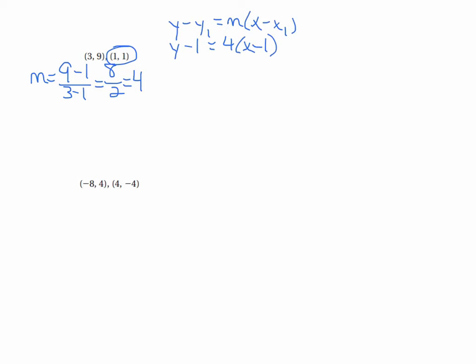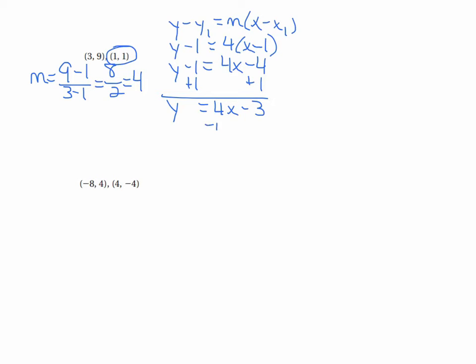Now, let's put this in slope-intercept form. Clear the parentheses, distribute that 4x minus 4. Then I'm going to add 1 to both sides, and I get y equals 4x minus 3. I'm in slope-intercept form. Not hard, right? Is it in standard form? No. X and y have to be on the same side.